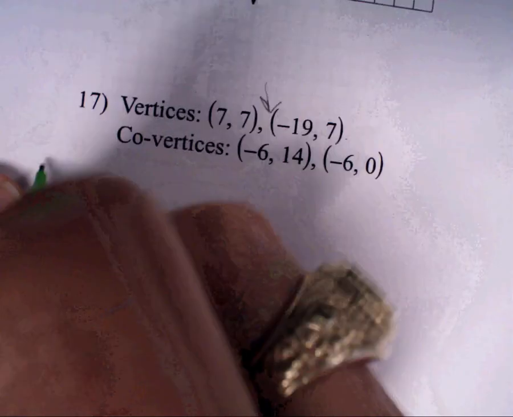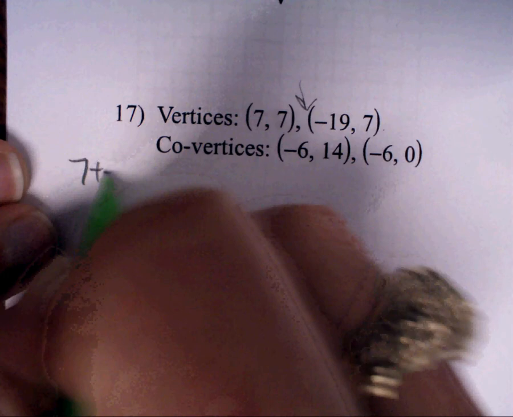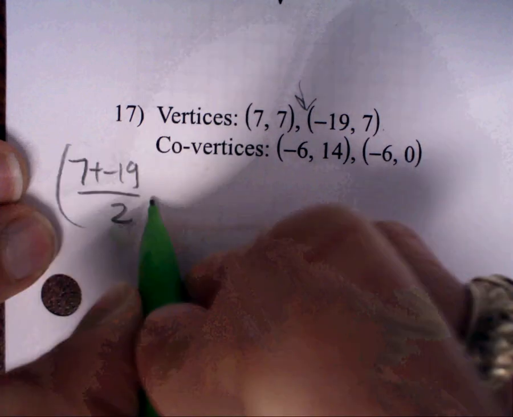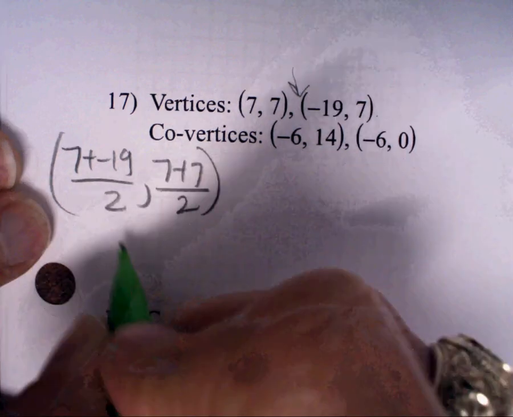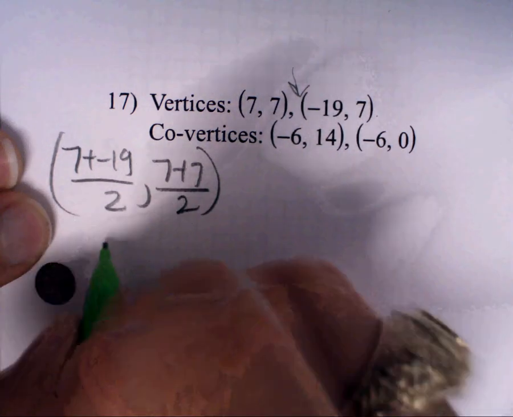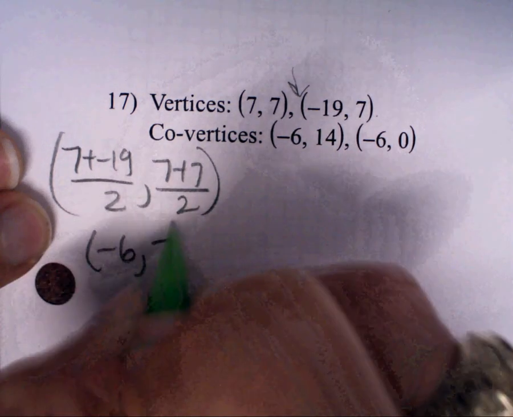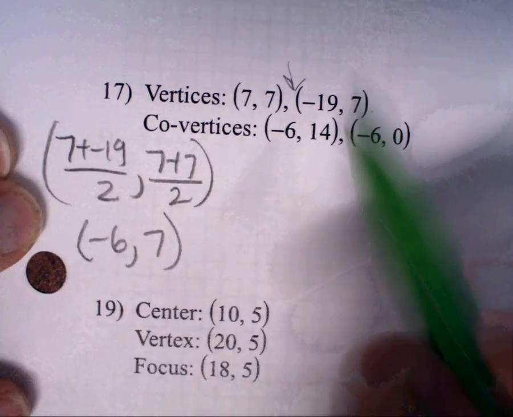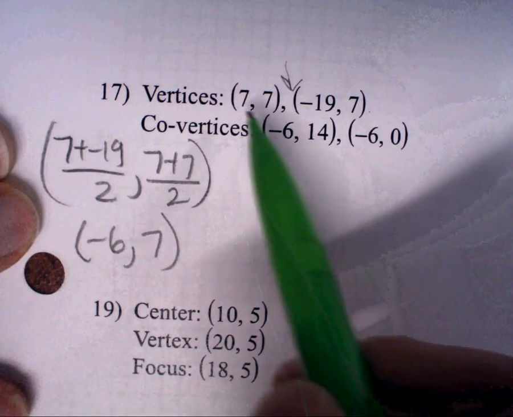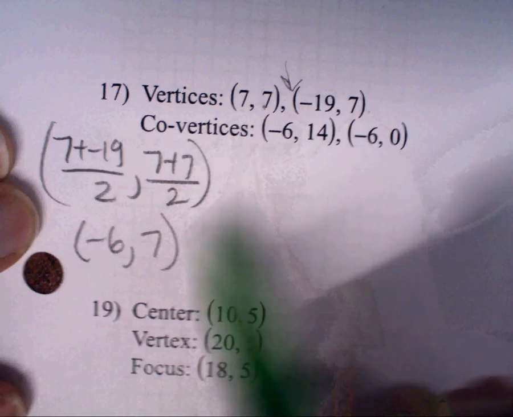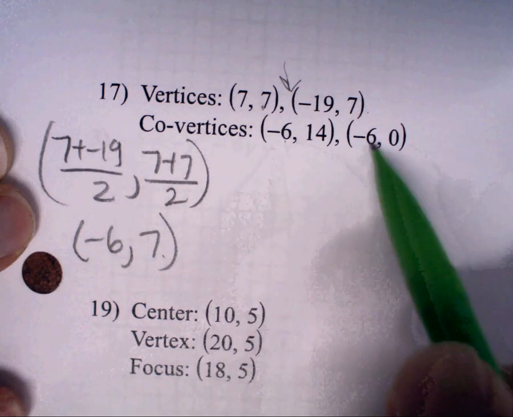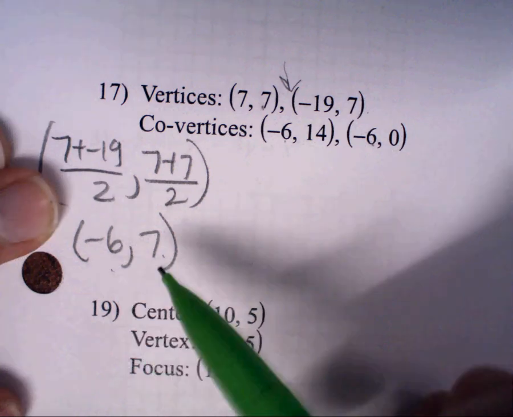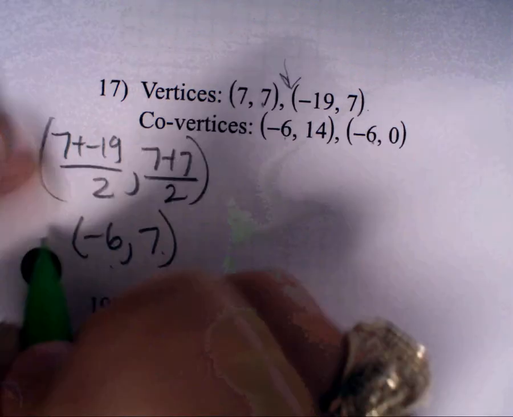7 plus negative 19 over 2, or 7 plus 7 over 2. So that's negative 6, 7. Now I want you to notice something. Look at your vertices. What numbers do they share? 7 for y. Look at your co-vertices. What do they share? Negative 6 for x. It's not a coincidence that this center happens to be what they all share in common.